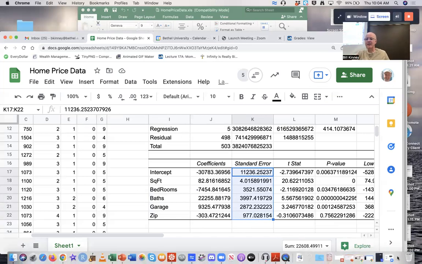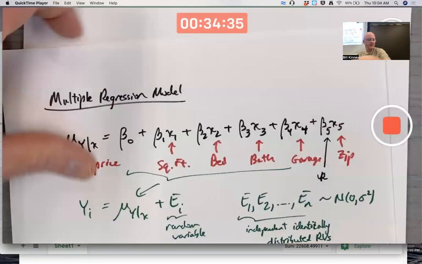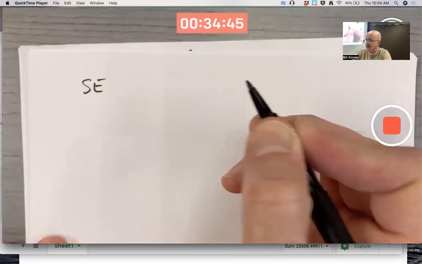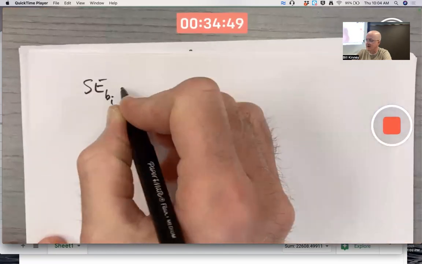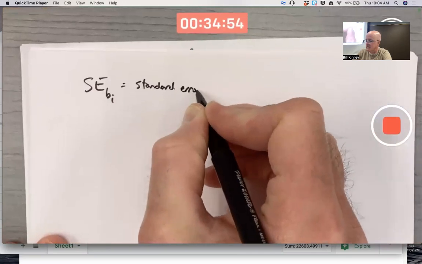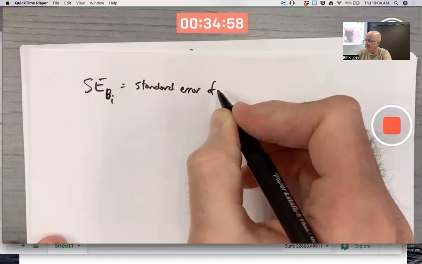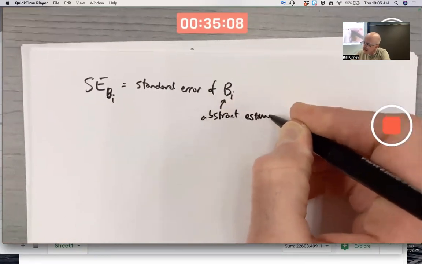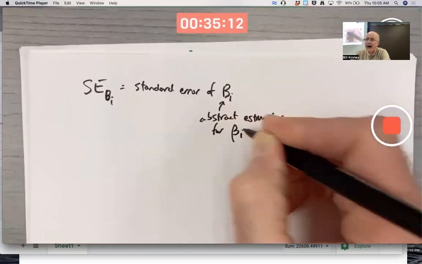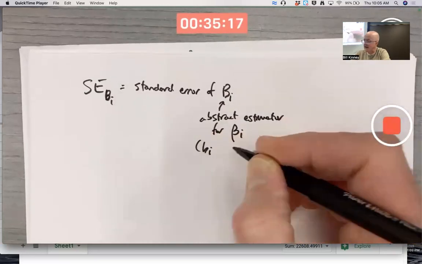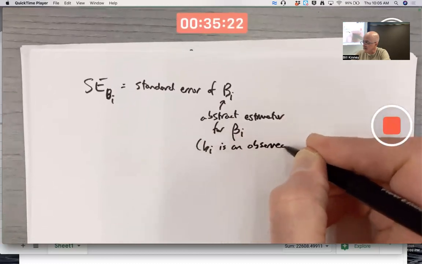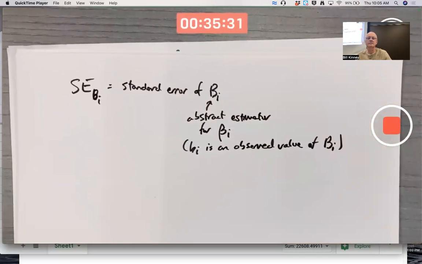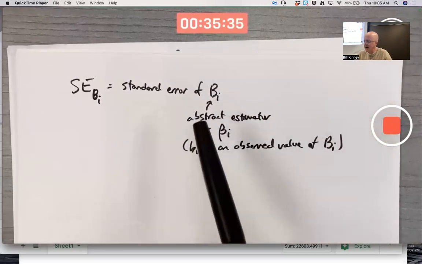I like labeling them based on the way the stat analysis book that I use labels them. Our textbook does not do this. SE for standard error of, say, B sub i. That's called the standard error of B sub i. Actually, I probably should use a capital B. Capital B sub i as an abstract estimator for beta i. Little b sub i would be its observed value. SE is called a standard error for B sub i.